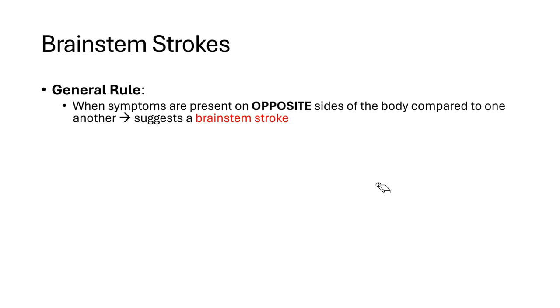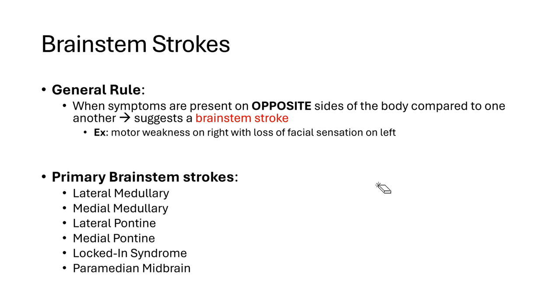Now let's talk about the specific types of brainstem strokes. The general rule is that when symptoms present on opposite sides of the body, it suggests a brainstem stroke. Example being, if I have loss of pain and temperature on the right side of my body, but loss of pain and temperature on the left side of my face, that would suggest maybe a brainstem stroke. Or if I have motor weakness on the right with loss of facial sensation on the left, that would also suggest a brainstem stroke. You have symptoms on bilateral sides of the body, not just on one side of the body. Now, these are going to be the primary brainstem strokes that we discuss in this lecture.